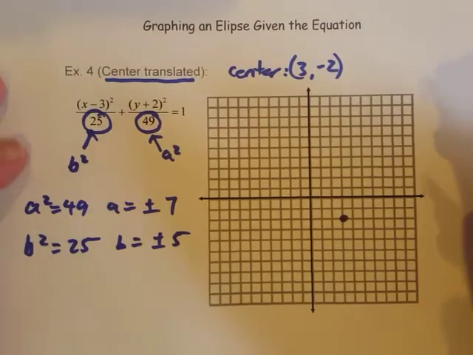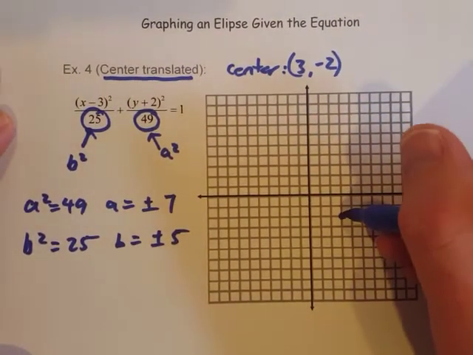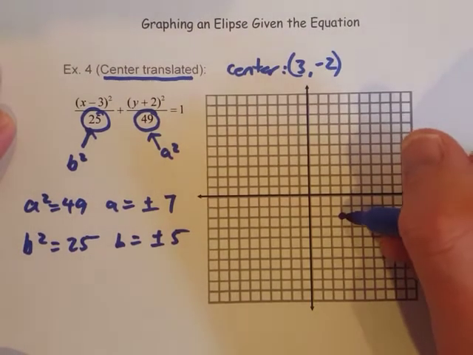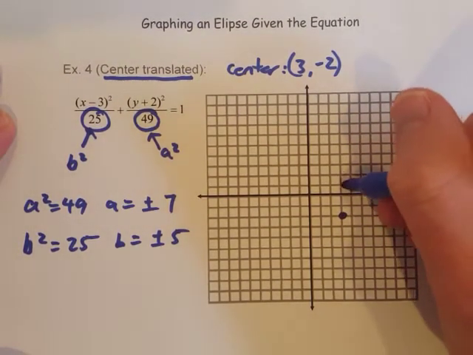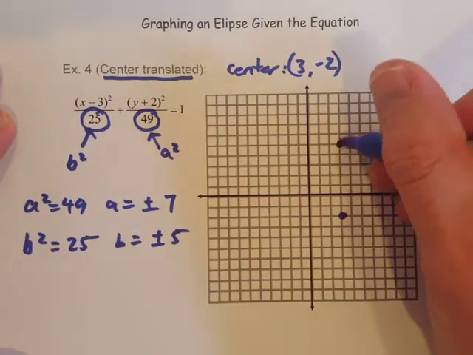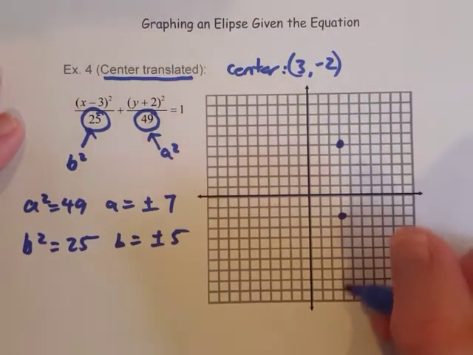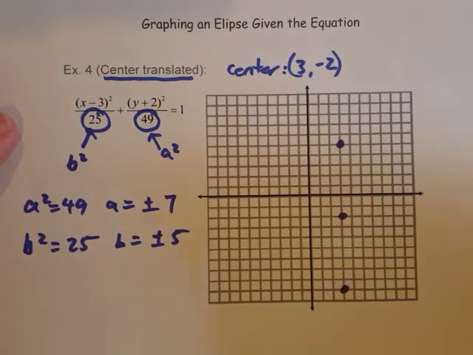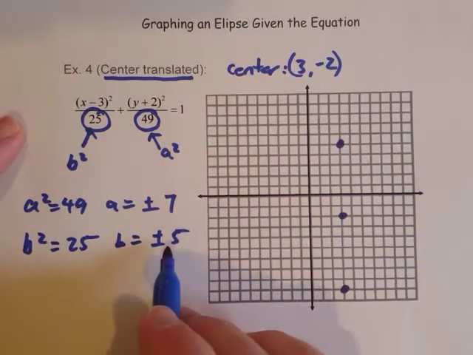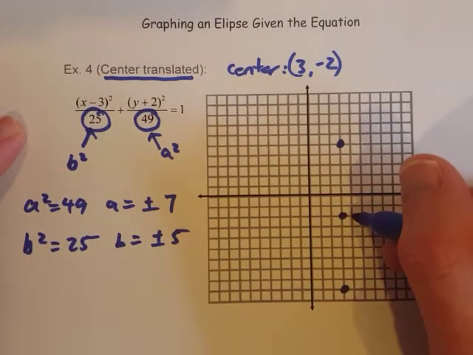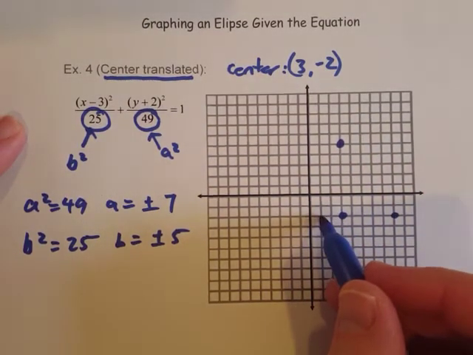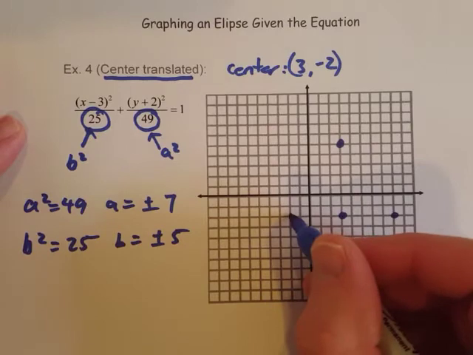That means from this one we need to take that as the center and count 7 up and down from that dot. So 1, 2, 3, 4, 5, 6, 7. Here's my other vertex. And then down here, 7 away is going to be my second vertex on the major axis. And then plus or minus 5, we're going to count 5 in each direction. 1, 2, 3, 4, 5. And then 1, 2, 3, 4, 5.